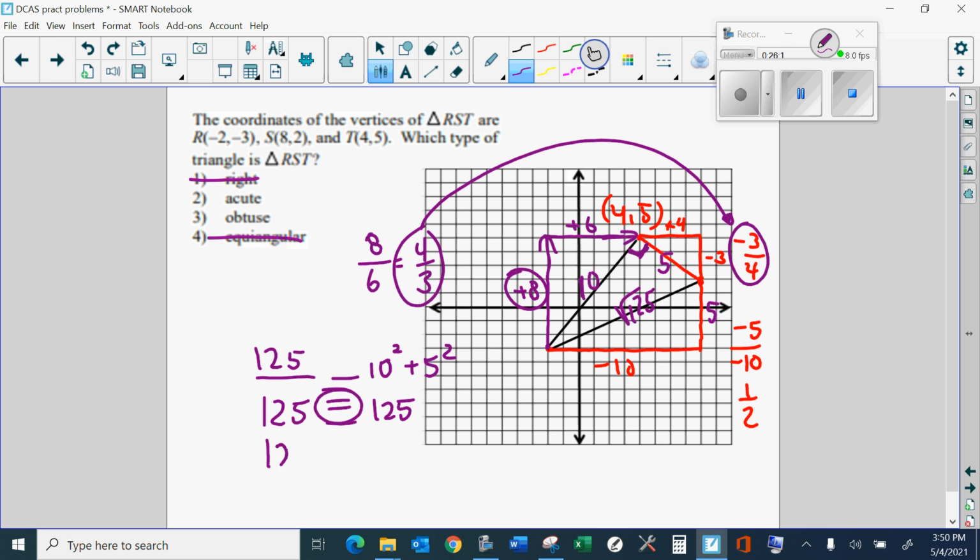If this was greater than that combination, then it's obtuse. The longest side always goes right here. And if this longest side was less than this, whatever a squared plus b squared is, then it's acute. Those are the rules. Again, you have them on your DCAS sheet. Okay, I got lazy and tried doing it too quick. It should have been 8 over 6 instead of 6 over 8.